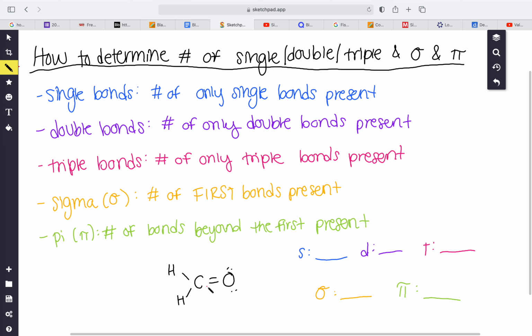Same thing with triple bond. Number of only triple bonded things present. So if it's a triple bond, you're going to count that. If it's a single bond, we're not going to count that. And if it's a double bond, we're not going to count that. So only the things that are triple bonded.